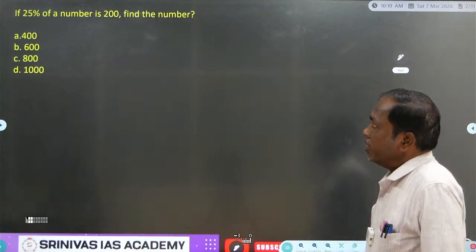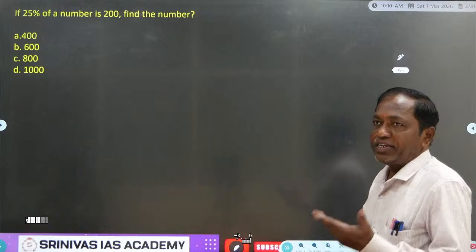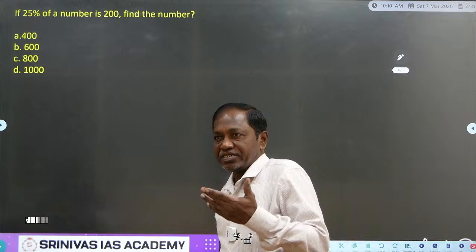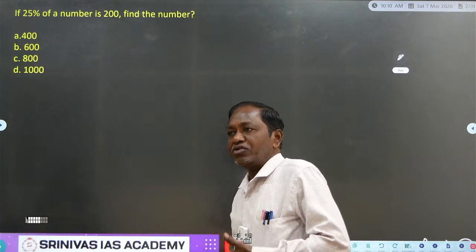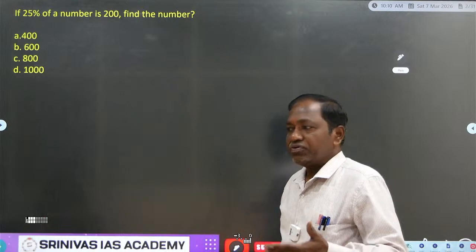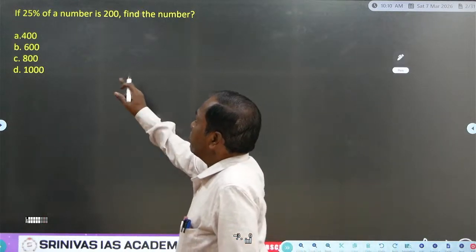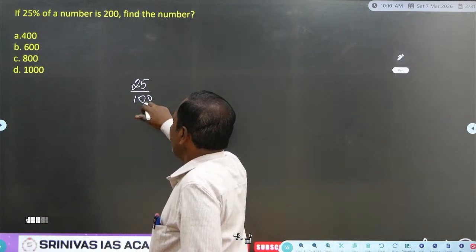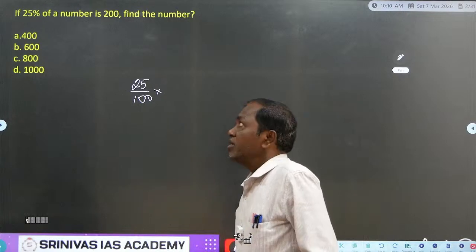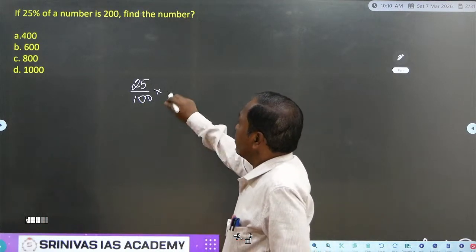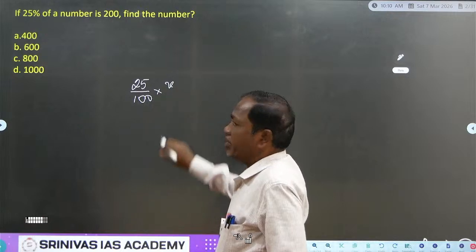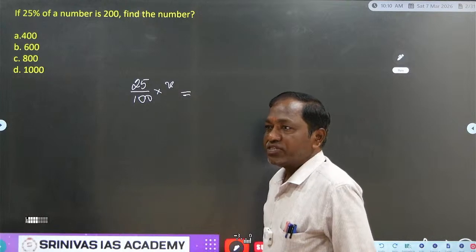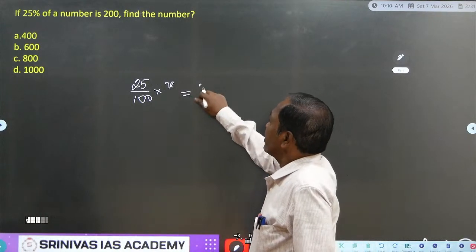Next. If 25% of a number is 200, find the number. Let the number be x. What is asked and not known, you can treat as x. 25% of a number, how do you write? 25 by 100. Of means multiplication sign. The number we do not know, so let the number be x. Is means equals, and 200.